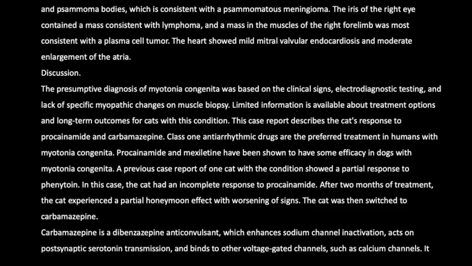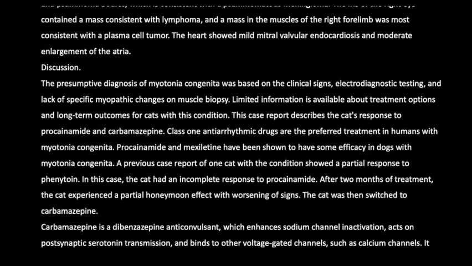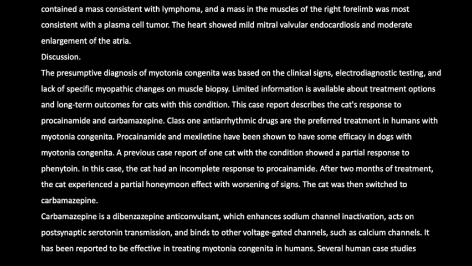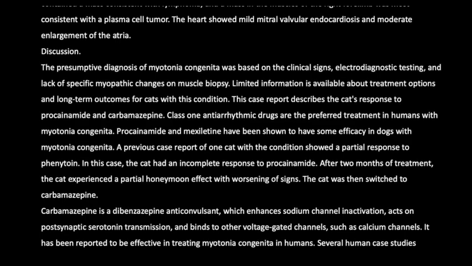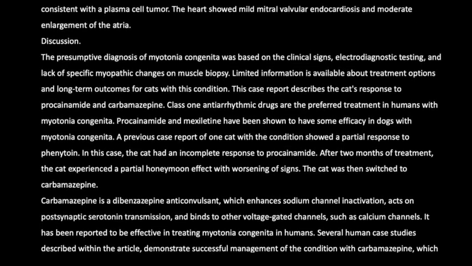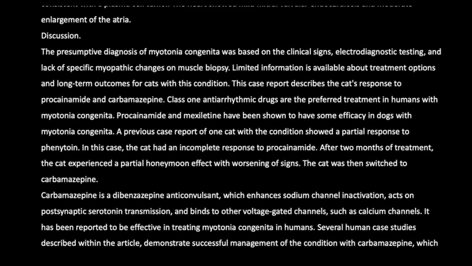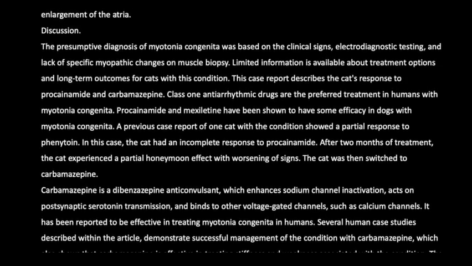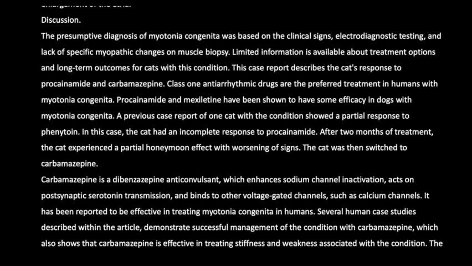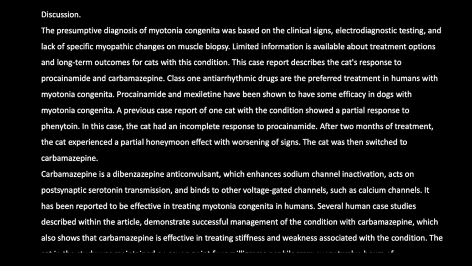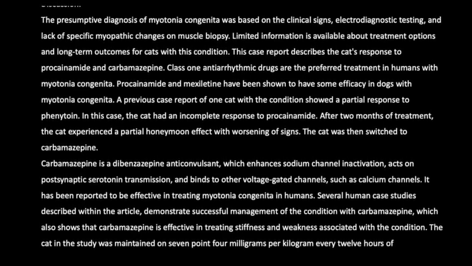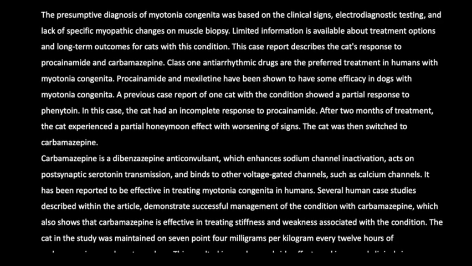Class 1 antiarrhythmic drugs are the preferred treatment in humans with myotonia congenita. Procainamide and mexiletine have been shown to have some efficacy in dogs with myotonia congenita. A previous case report of one cat with the condition showed a partial response to phenytoin. In this case, the cat had an incomplete response to procainamide. After 2 months of treatment, the cat experienced a partial honeymoon effect with worsening of signs. The cat was then switched to carbamazepine.